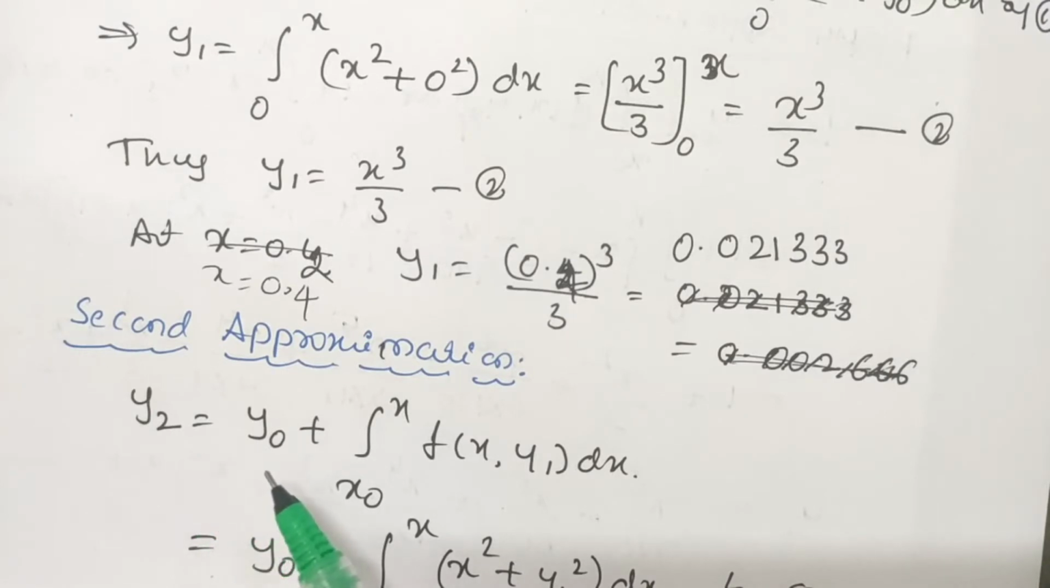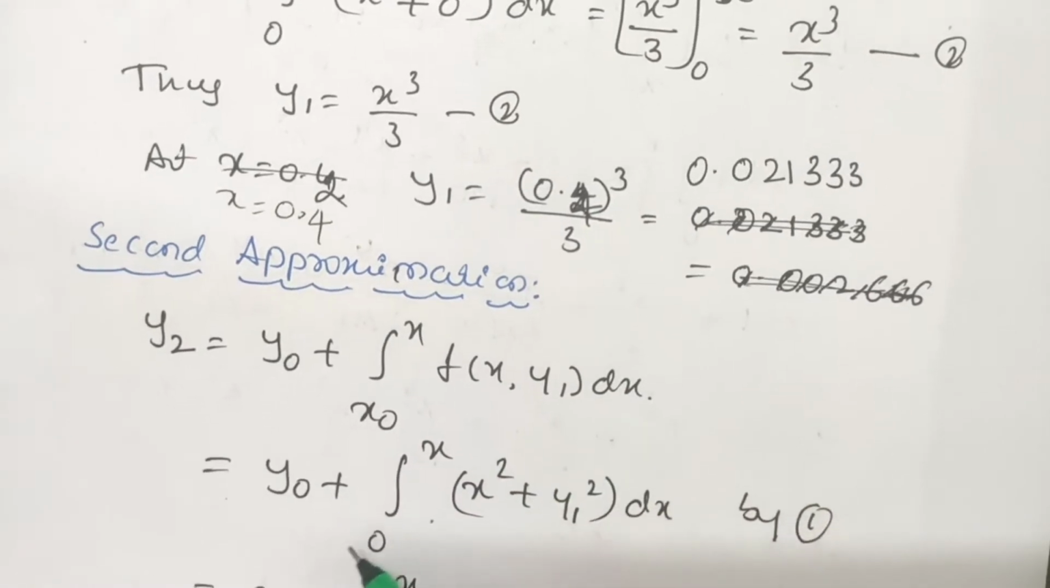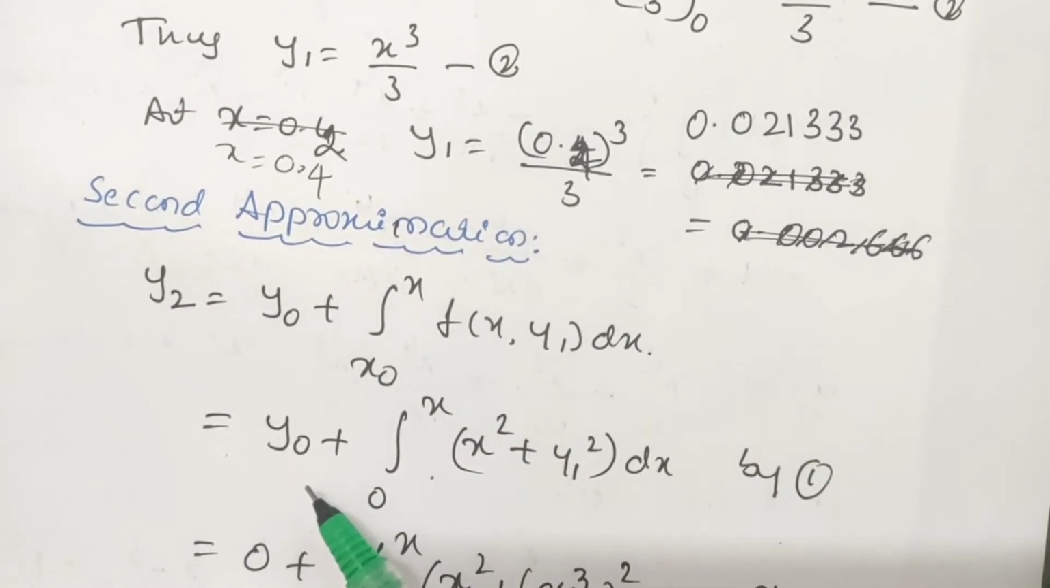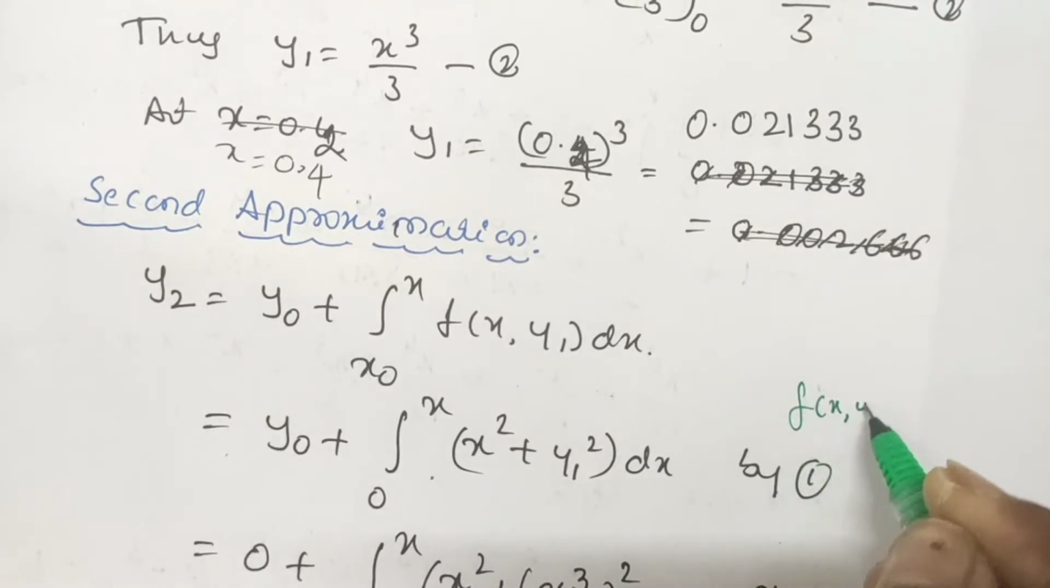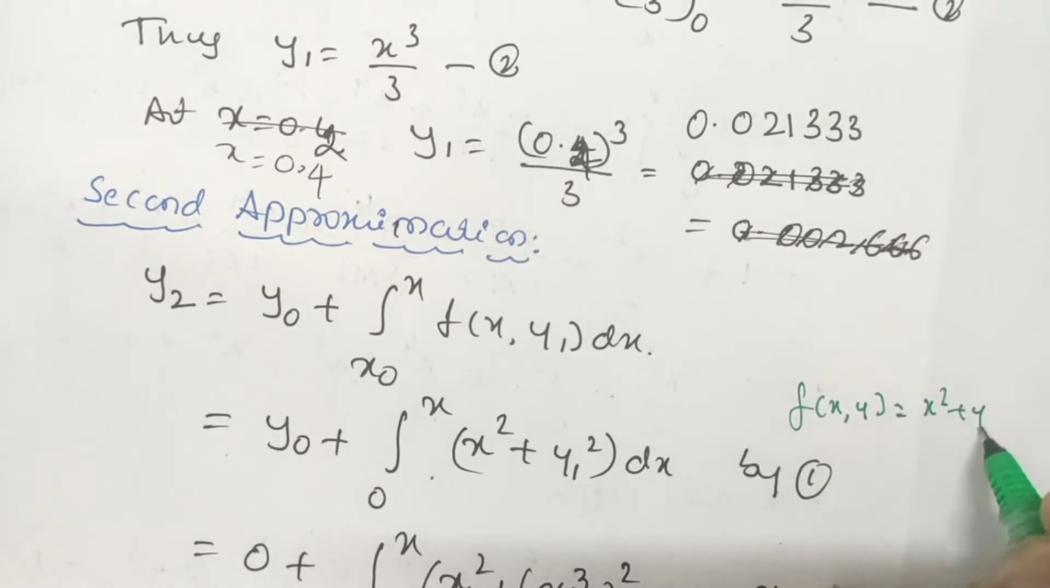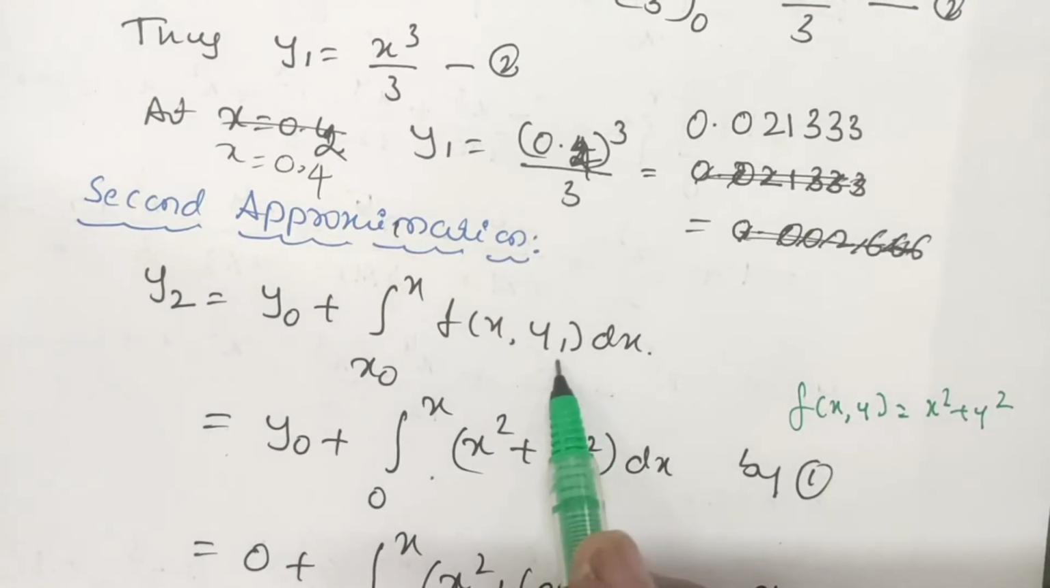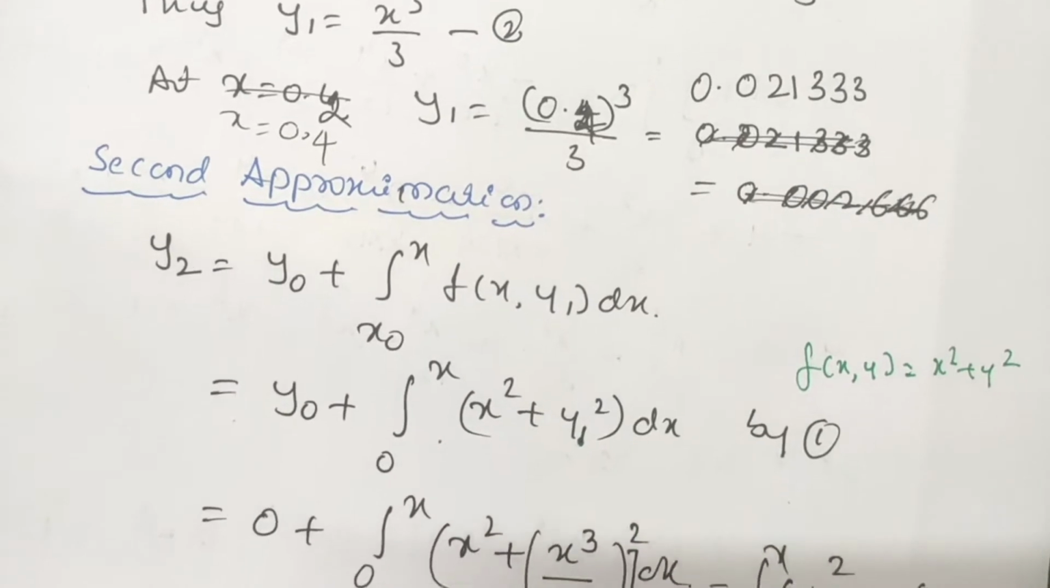y2 is equal to y naught plus integration from x naught to x of f of x, y1. So substitute the values: y naught is 0, integration from 0 to x of f of x, y1, which is x square plus y1 square from equation number 1, because equation number 1 is f of x comma y equals x square plus y square. So in place of y we have here y1, so it is y1 square.